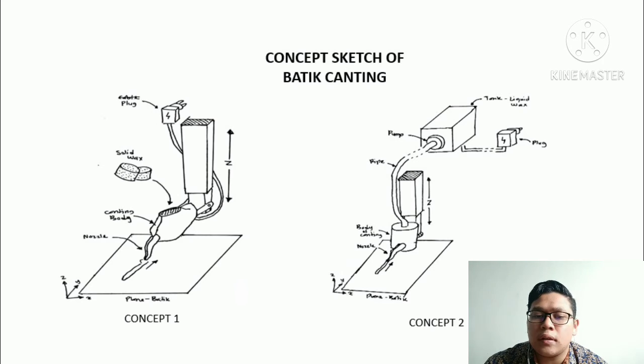For concept sketch number 2, this design is inspired by 3D printing. We attach the tank on top of the CNC plotter machine and fill the liquid wax inside it. Electricity heats the wax so it can maintain the properties of the wax, keeping it liquid. We install a pump to pump the wax to the body of the Canting, so it can be directed to the nozzle. When the Z-axis goes down to the plate, the nozzle will release the wax. So this is easily the thing that can maintain the properties of the wax.